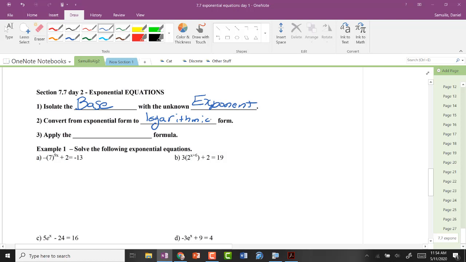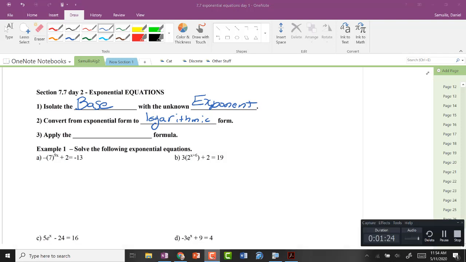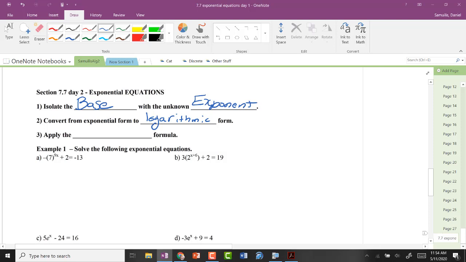And then you're going to apply the change of base formula or the common log formula. And I think that's what I keep referring to in the unit review that you will get tomorrow. So common log formula, so that way you can calculate your logarithm. Okay, so here's the base 7, unknown exponent 9x.